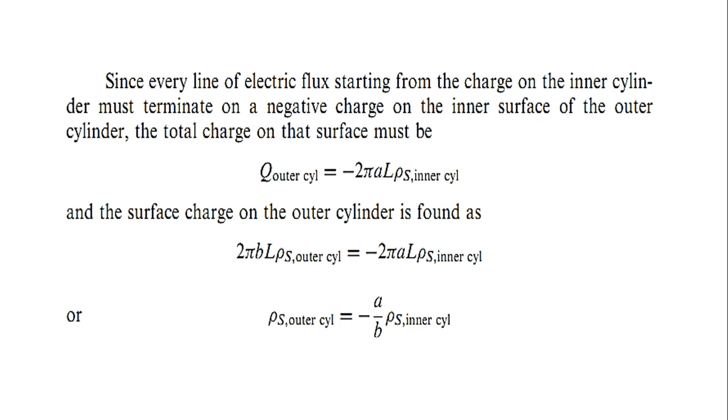So what is the relation between the surface charge density of the inner cylinder and the surface charge density of the outer cylinder? It will be equal to rho s of the outer cylinder equals minus a divided by b times rho s of the inner cylinder.